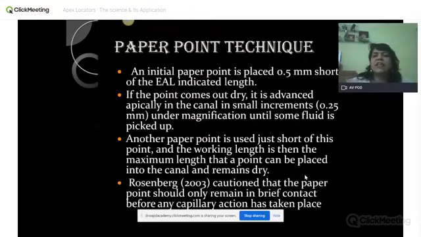And then there is an additional technique which has been suggested by Rosenberg, the paper point technique, where initially you will place the paper point 0.5 millimeters short of the electronic apex locator indicated length. If the point comes out dry, it is advanced apically by 0.25 millimeter per increment under magnification. Another paper point is used just short of this, and the working length is then the maximum length that a point can be placed into the canal and remains dry. Rosenberg cautioned that the paper point should only remain in brief contact before the capillary action has taken place.